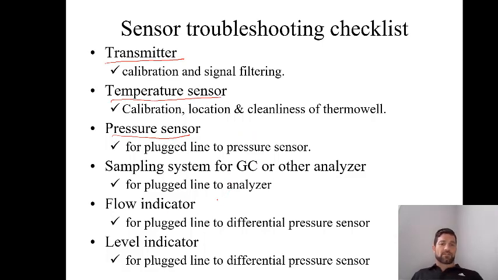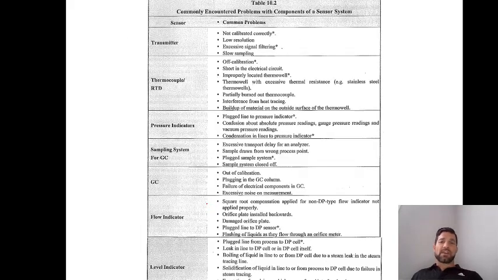Okay, sampling systems for GCs and other analyzers could have plugged lines. Flow indicators, again, level indicators. Many of these types of different sensors have lines that go from the process to a sensor measurement, and if these lines are clogged, they can cause the system to respond in a specific way, and also negatively affect the process. Here's table 10.2 from the textbook.